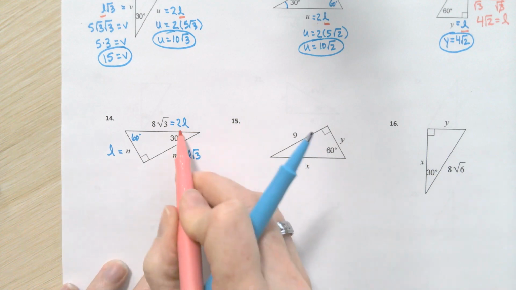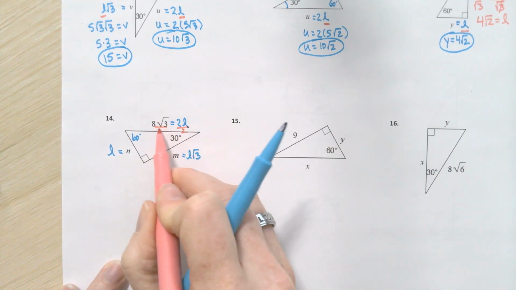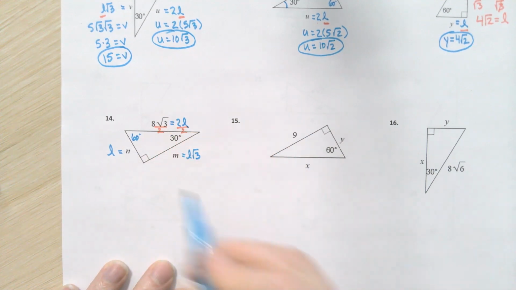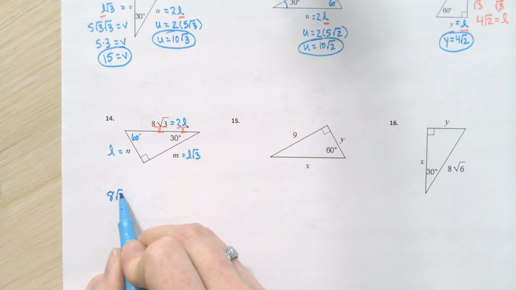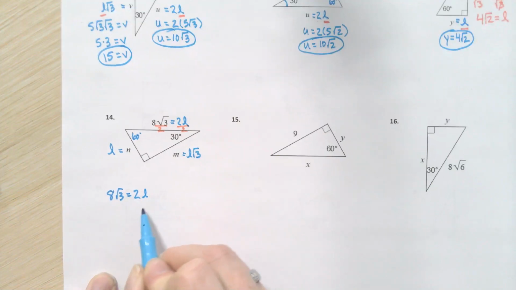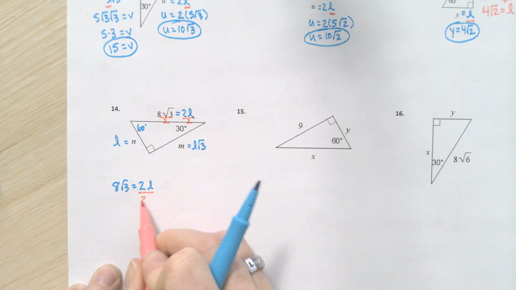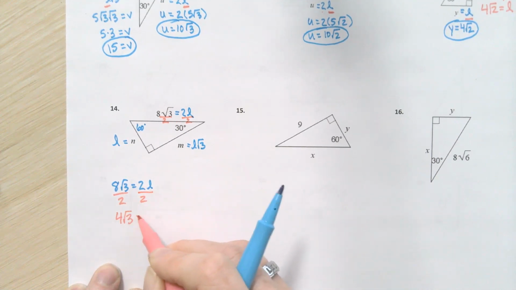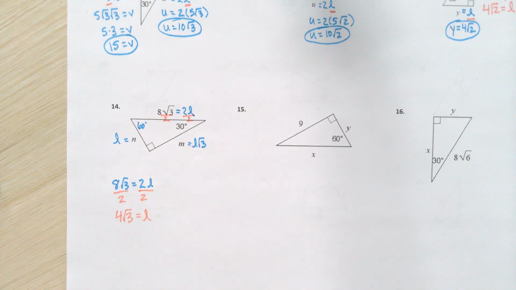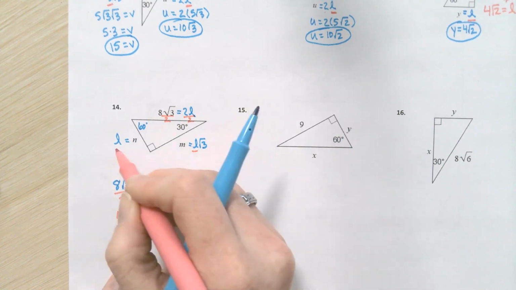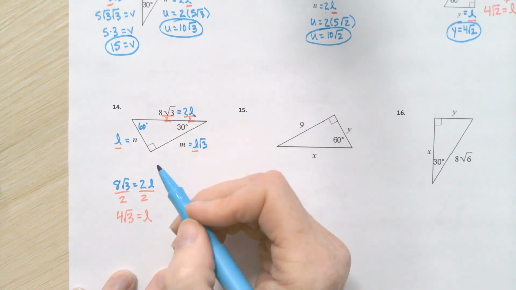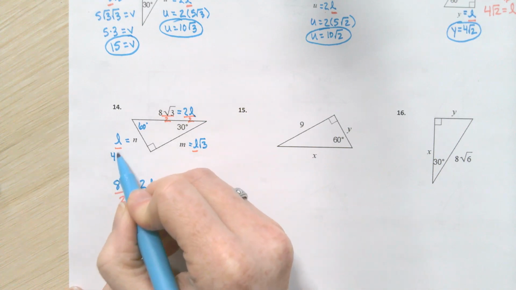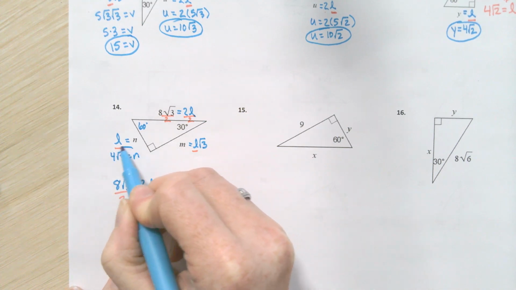So for this one, we're going to actually need to divide by 2. Otherwise, we can copy that down here and work on it. 8 root 3 equals 2L. So we divide both sides by 2, and that means we get 4 root 3 equal to L. That's going to plug in everywhere we see an L. So 4 root 3 will equal N.